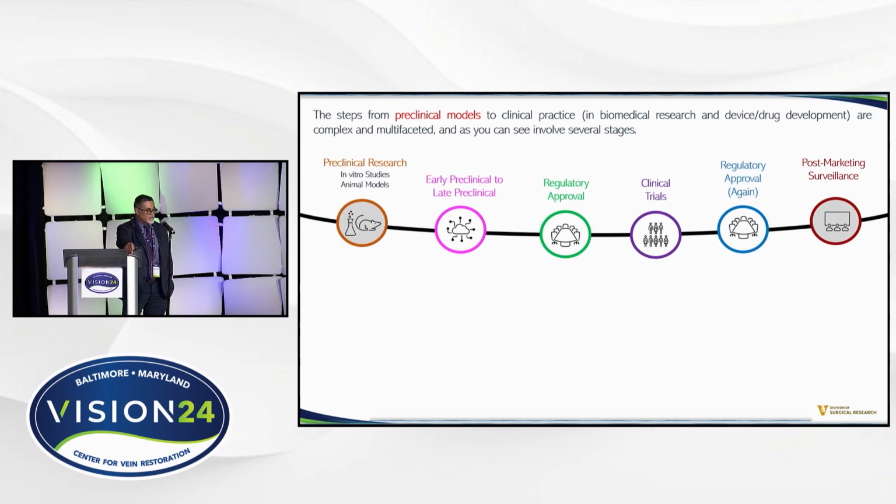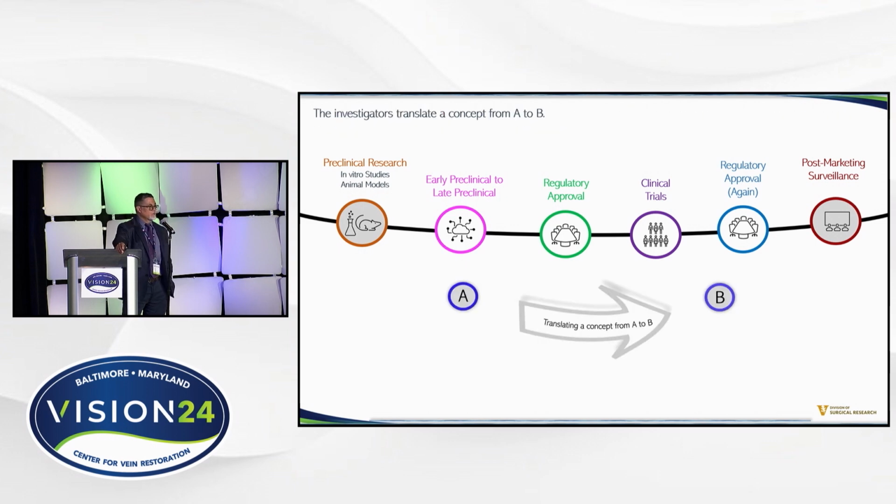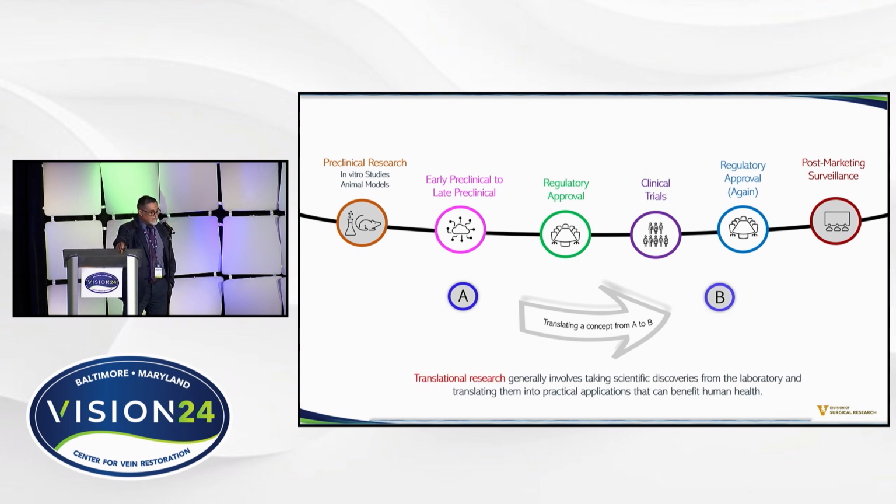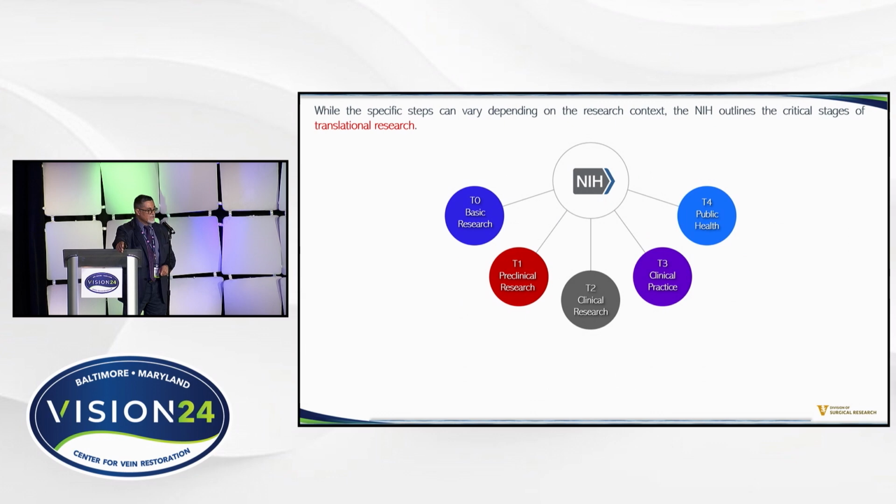So when we talk about translational research, the steps from preclinical models to put a concept into clinical practice are very complex. This is an example of what happens when we develop a concept and put it back to the patient in industry for drug development. However, what investigators are interested in is moving a concept from preclinical research, or A, and translating this to the patient, which is point B. Thus, translational research generally involves taking scientific discoveries from the laboratory and translating them into practical applications that can benefit human health. That is the definition of translational research.